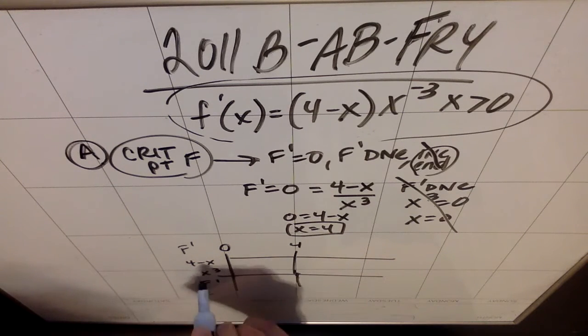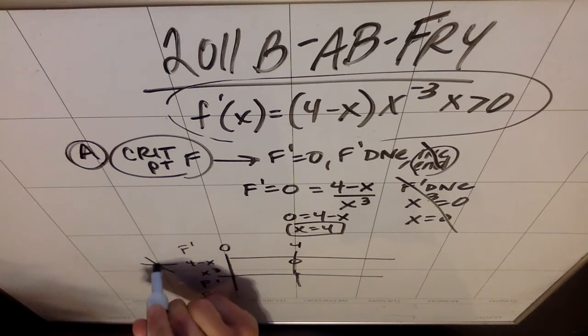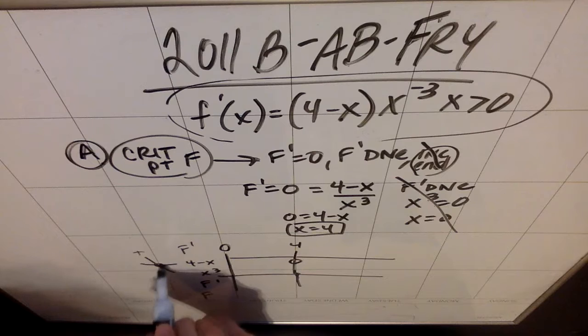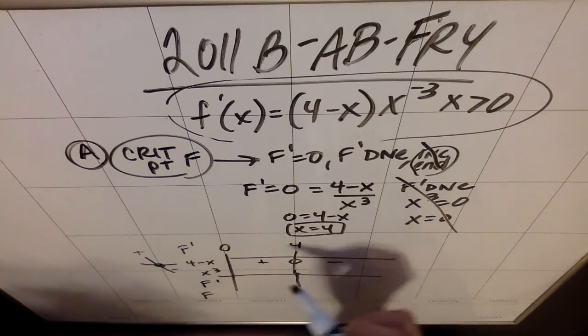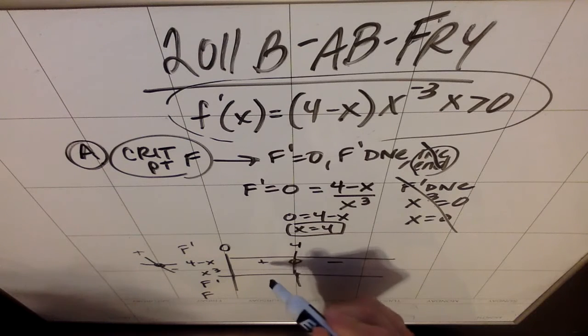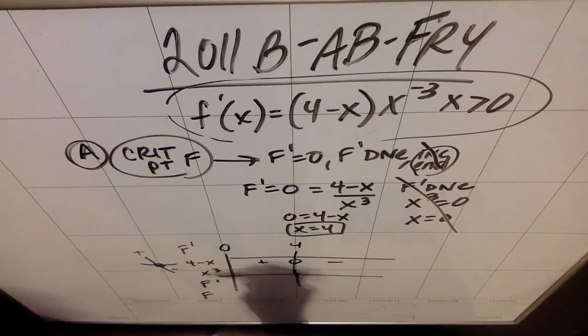So 4 minus x is 0 at 4, and because it's a line with a negative slope, it starts out positive, crosses that 0, and becomes negative. So it's going to look like this. The other way to figure that out is to plug in a number between 0 and 4, and you'll find that you get a positive in this window, and plug in a number bigger than 4, and you'll find you get a negative. X cubed is going to be positive for any positive number.